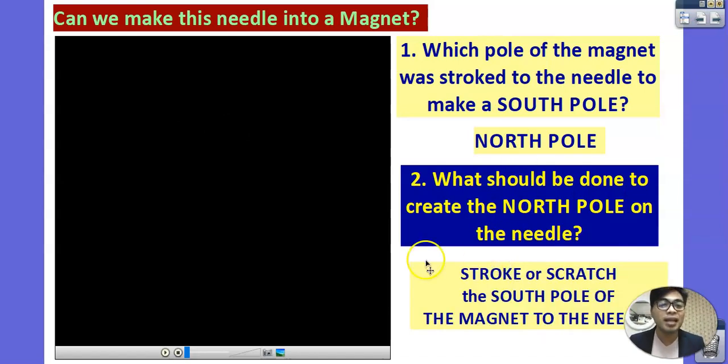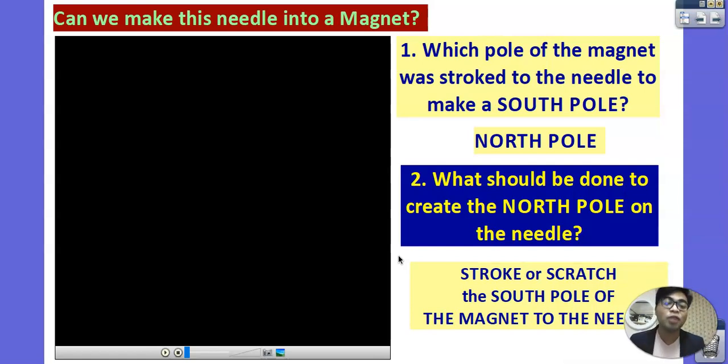And if you want to make the north pole on the needle, you need to stroke the south pole of the magnet to the needle. So if you're stroking it with the north pole, you're making it the south pole. So it's usually reversed. Why is that so? Because you are making an attraction between the north pole and the south pole, and stroking the north pole onto the surface of a needle or a magnetic material will create a south pole. Therefore, they will be attracted to each other, because opposite poles usually attract.